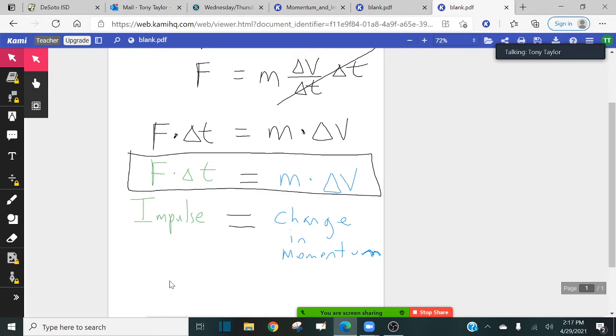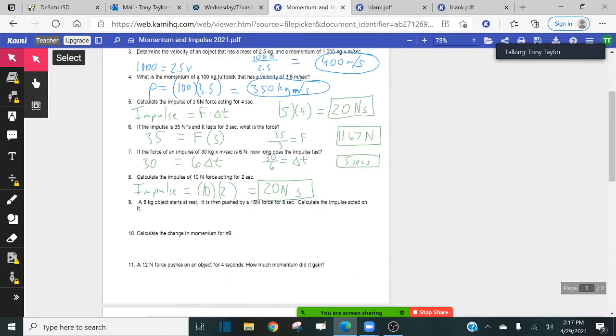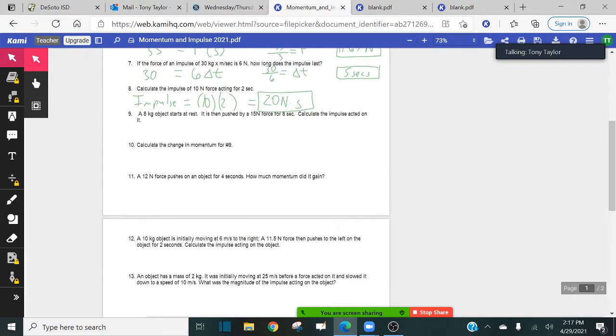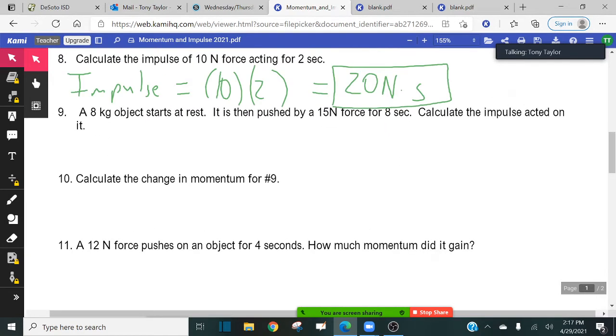Okay, so with that said, let us go back to our assignment here. Let us finish the rest of these questions. We want to go all the way to 15. So look at number 9. Number 9 says an 8-kilogram object starts at rest. It is then pushed by a 15 Newton force for 8 seconds. Calculate the impulse acting on it.